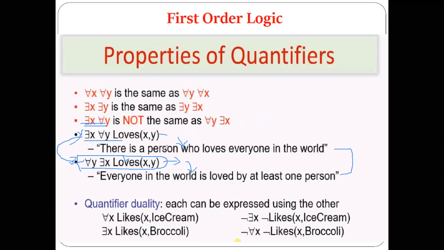No sir. No, because the second logic gives us the sentence like this: all y sum x loves x comma y, which means everyone in the world is loved by at least one person. Or you can also write it in another way, everyone in the world is loved by some person. Yes or no? Yes sir. So there is a different meaning of this sentence and this sentence, correct?